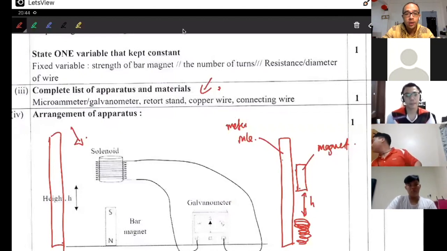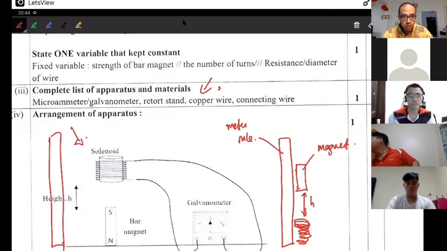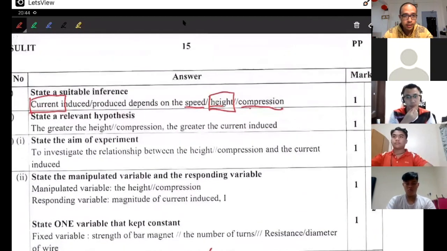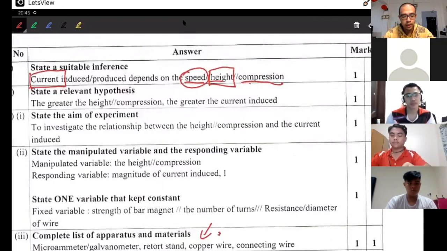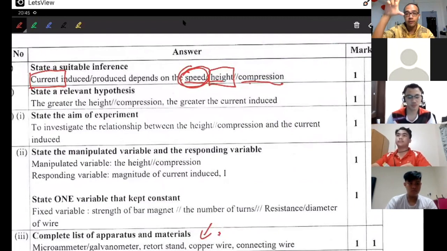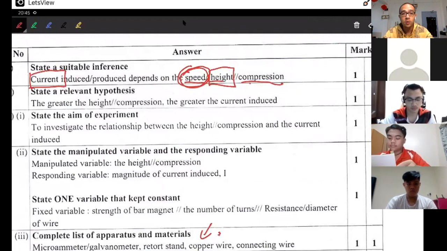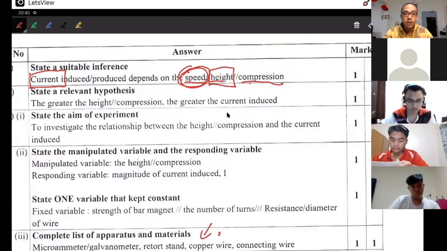So if the speed, how do I do the operational definition? Okay, so hold on. This is current induced depends on the speed. There was a question just now. If you use the word speed, the speed of the falling magnet or the speed of the falling solenoid, how would you... sorry, what was the question? How to define? Do you need to define? How to do the operational definition for speed? This is actually how to measure the speed, or how to determine the speed.